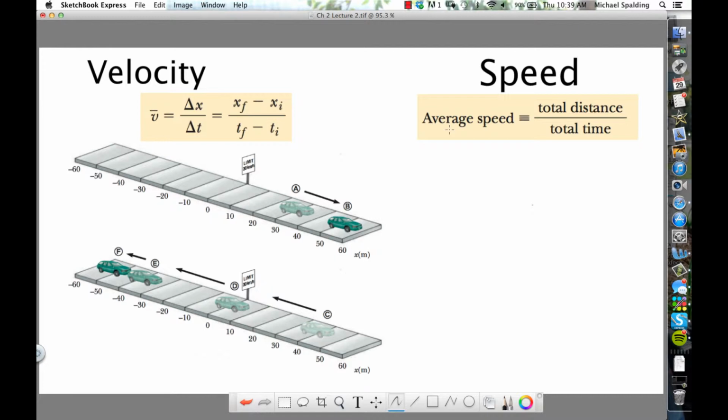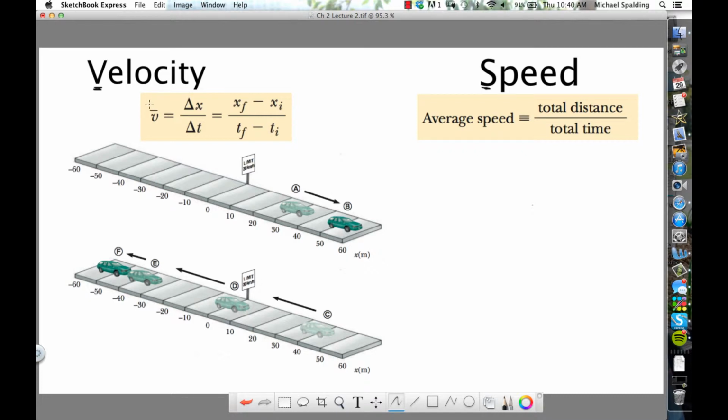Okay, so here we have velocity and speed, and this is super easy to remember. One is vector and the other one's scalar. Guess which one's vector? Velocity. It's easy to remember because it starts with V. V for vector, and then speed is scalar. S for scalar. Okay, so the definition for velocity.